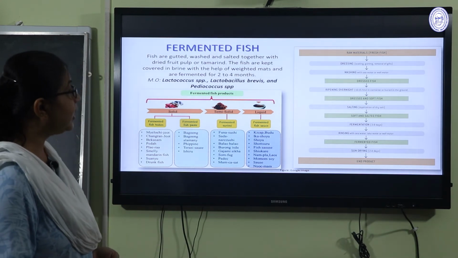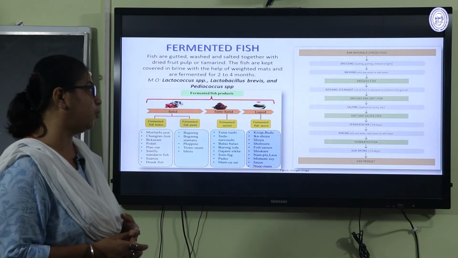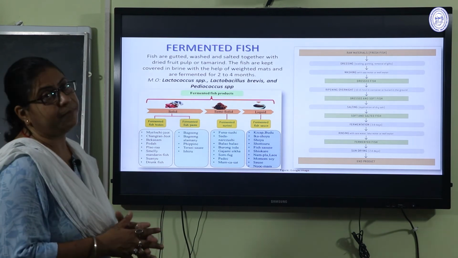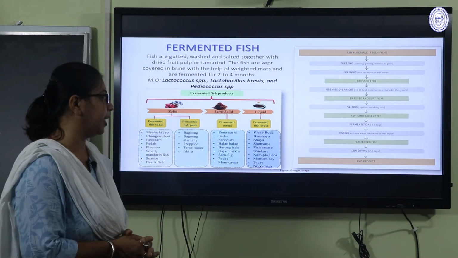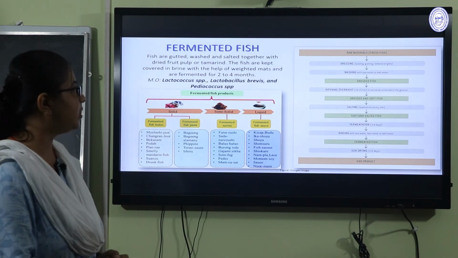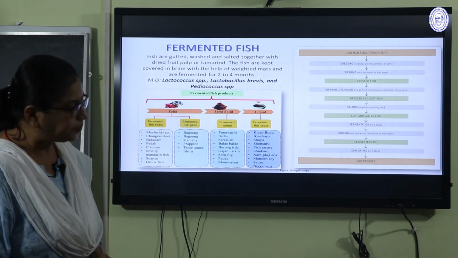Then rinsing again the fermented fish with seawater, lake water or well water, and we are getting the fermented fish. This fermented fish is again sun-dried for 2 to 4 days, and we are getting the end product, which is actually our fermented fish product.